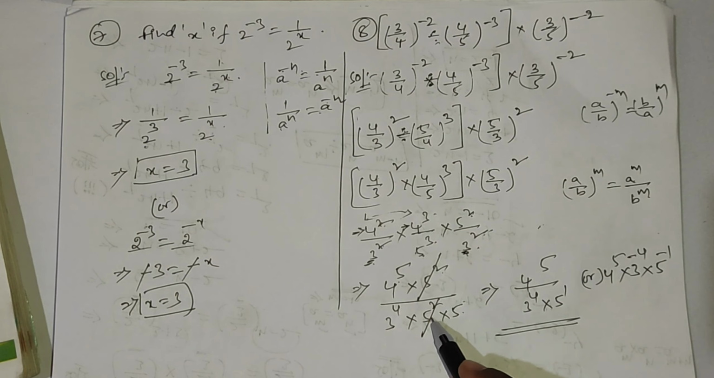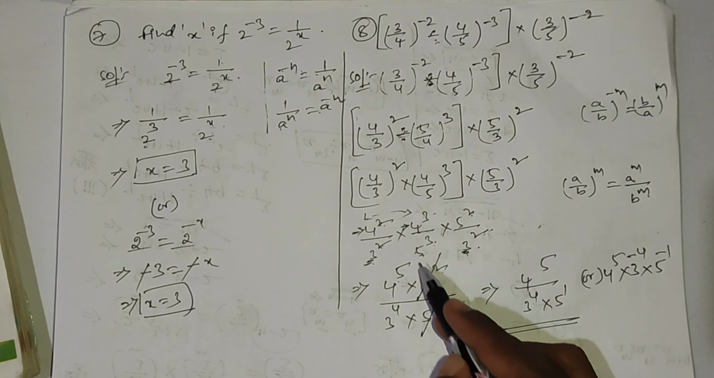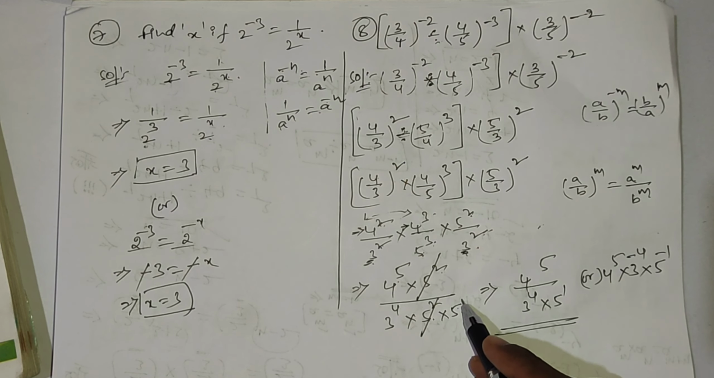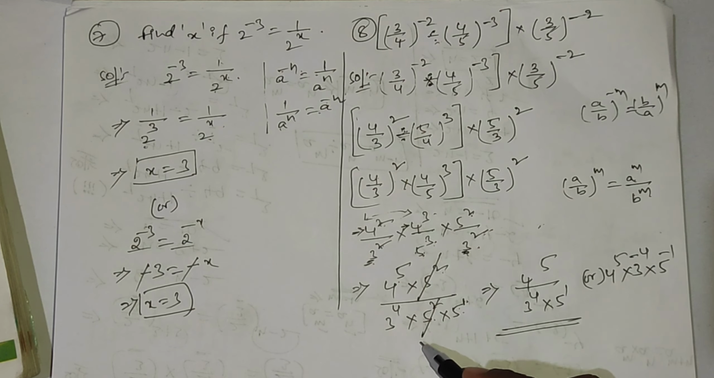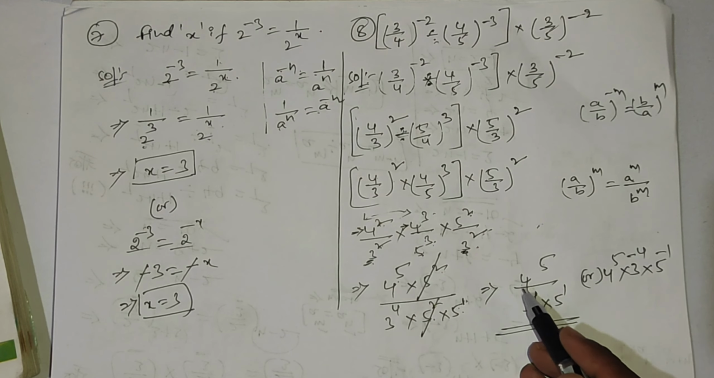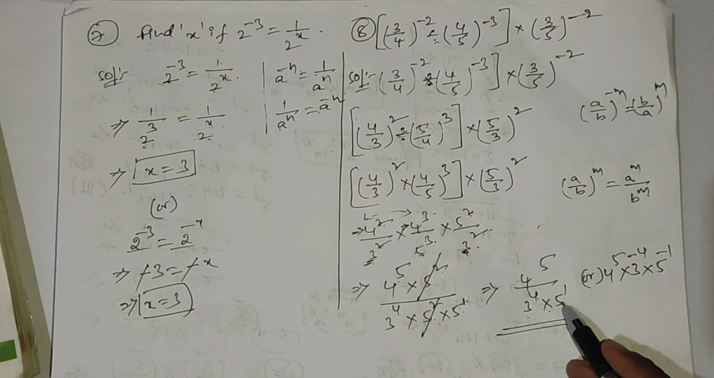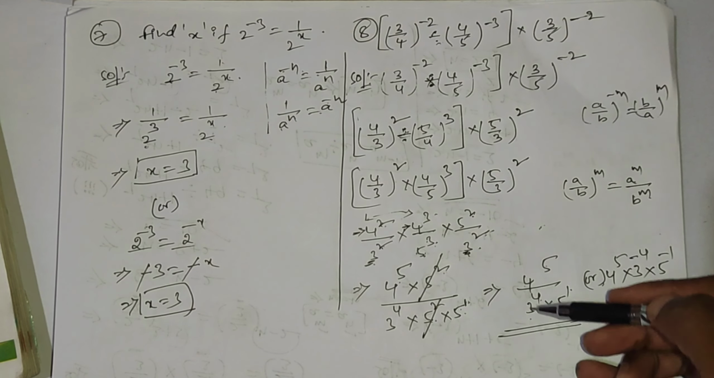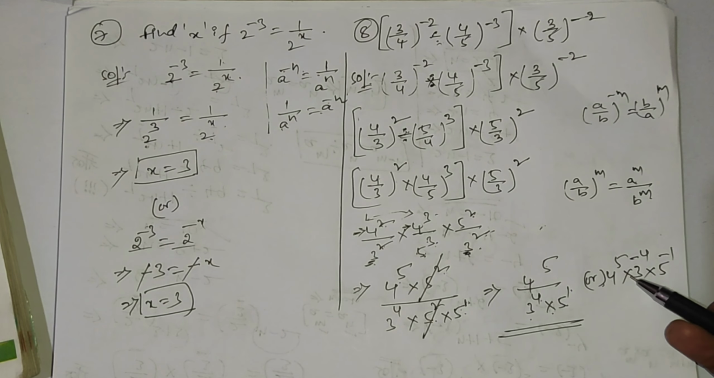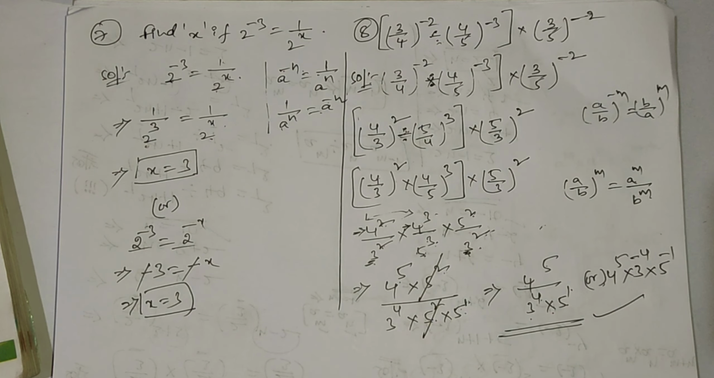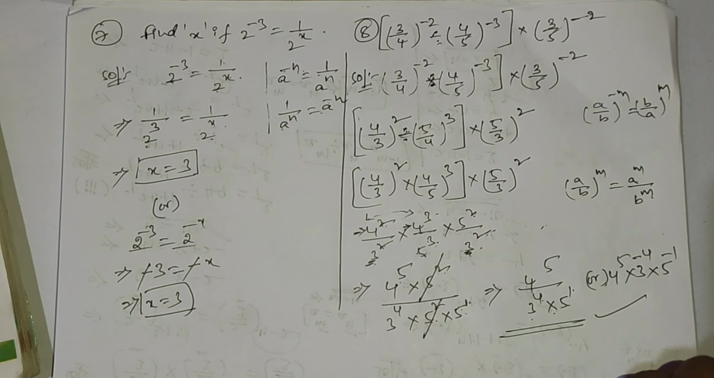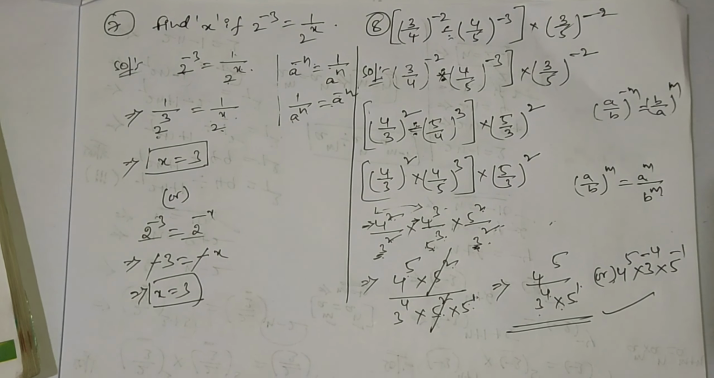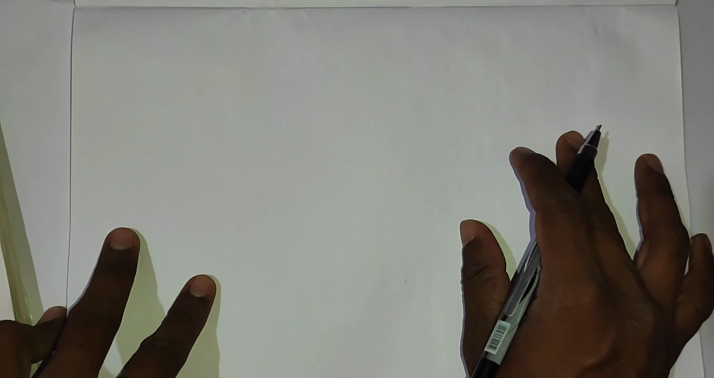Numerator 5^2 is there, denominator 5^3 is there. To cancel this one, I am writing 5^3 as 5^2 into 5^1, again 2 plus 1 becomes 3. 5^2 will be cancelled. Then the answer is 4^5 by 3^4 into 5^1. Or else, you can convert 1/a^n is equal to a^-n, and you will get this answer. Just do it step by step and you will get it very easily. If you have done it once, when you recall again, you will get it very easily. Right? Next one, question number 9.